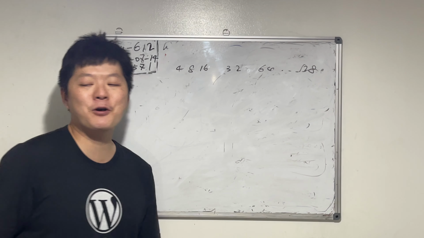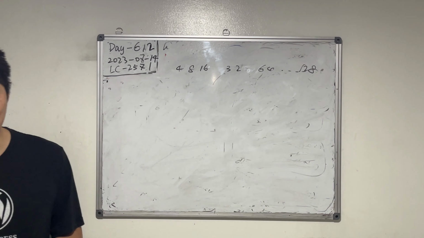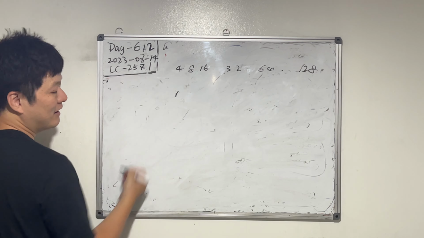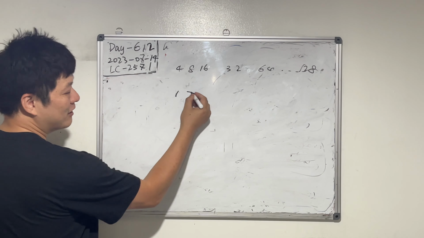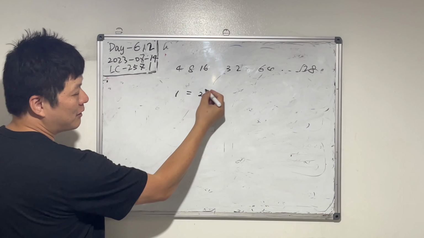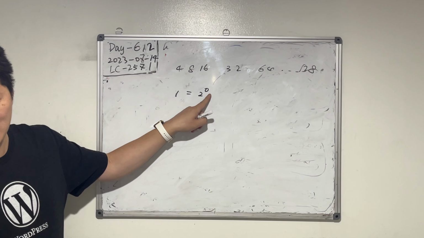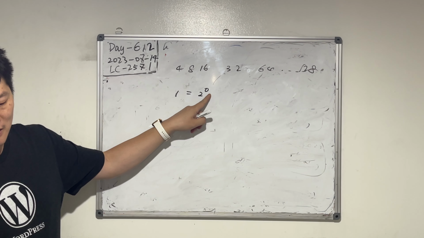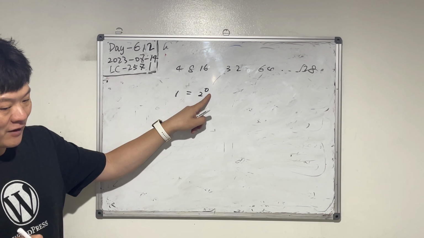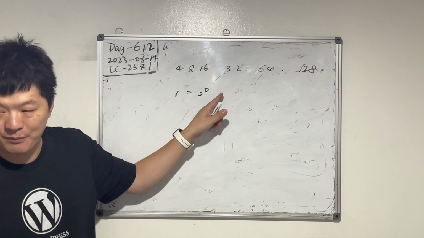What's the smallest power of 2? 1. Yes, 1. Why? Because 2 divided by 2 is 1. 2 to the power of 0. Okay. Why is there no 2 to the power of minus 1? That's very good. We're talking about the positive integers, okay? So I will talk about the negative power.